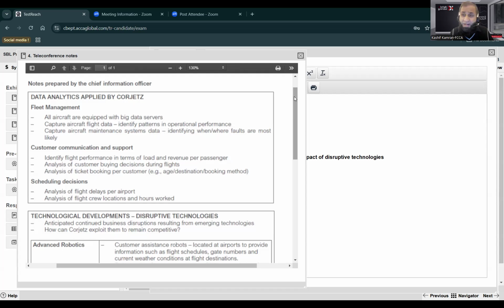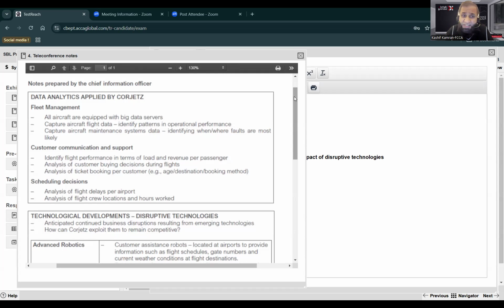Capture aircraft maintenance system data. They will be alerted before time of any maintenance needed to the aircraft. That will save them a lot of time. If they get to know the problem when it has happened, they might need to ground the aircraft. But if they get to know about the problem beforehand through data analytics, they can at least ensure that they're running a smooth operation. So they're using data analytics for fleet management.